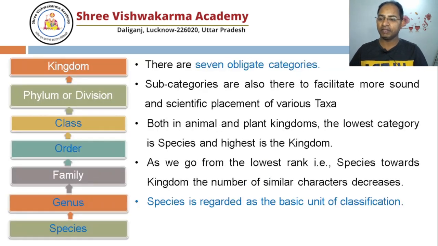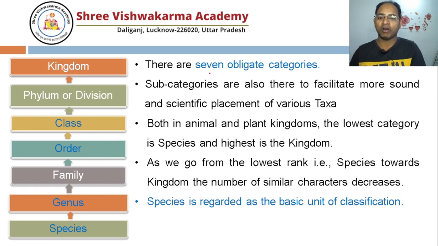Say for example, here I have written kingdom. So kingdom is one category, phylum is one category, class is one category. So kingdom is also a taxon, phylum is also a taxon, class is also a taxon. So all the categories are commonly known as taxon.